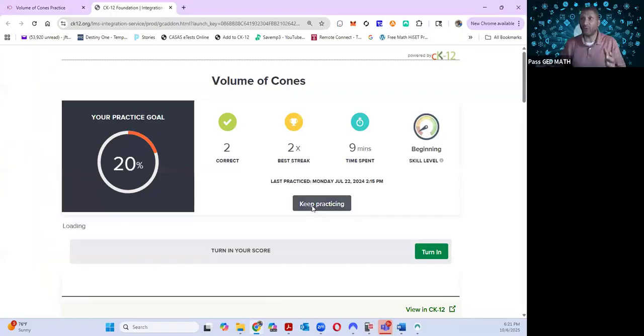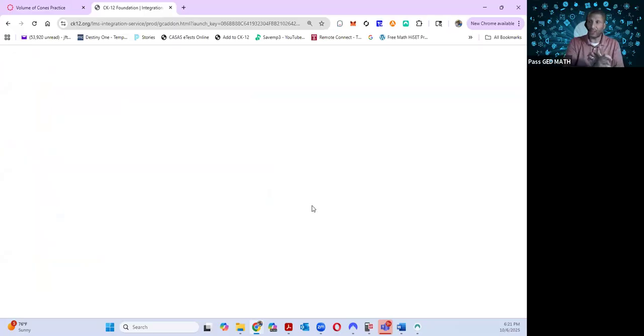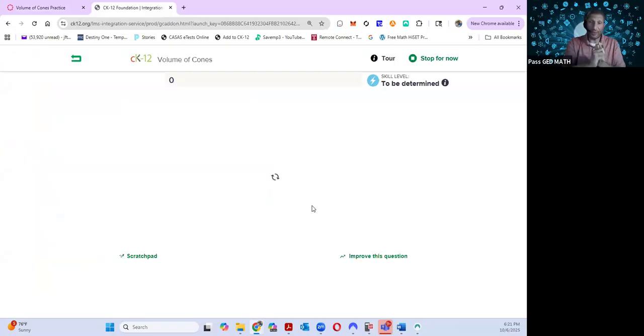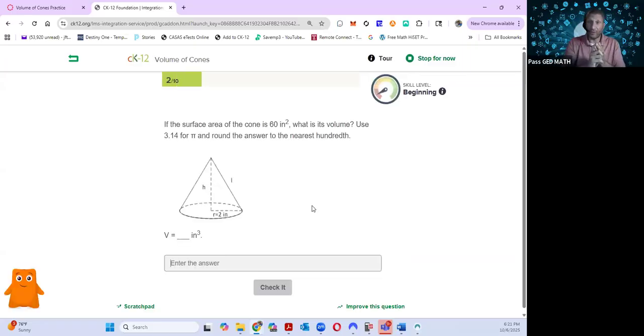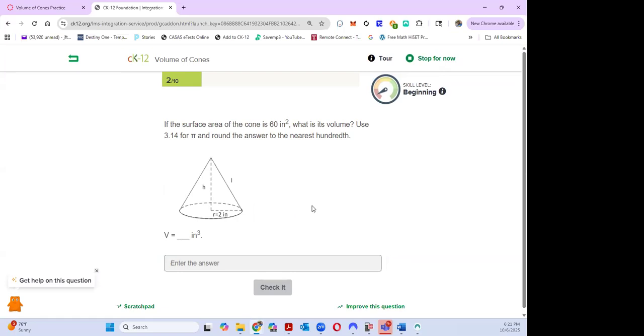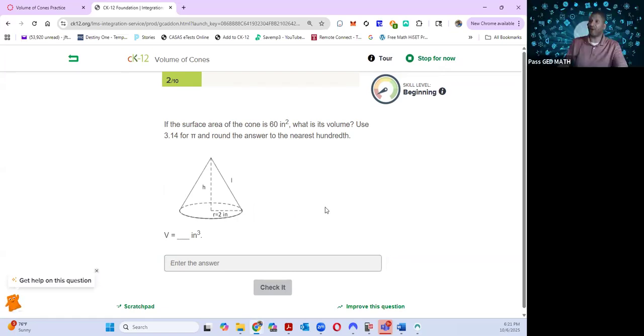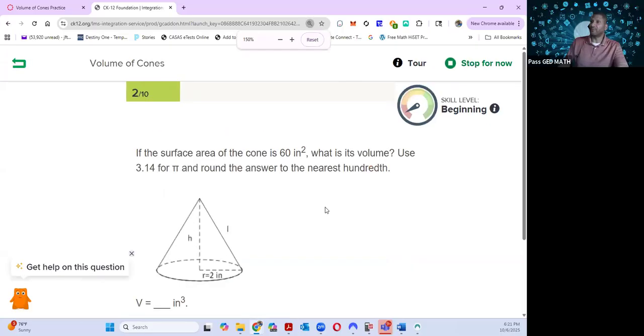All right, let's try one. So first of all, volume of a cone. The first thing you need to be able to do is identify shapes. They might have volume of a rectangular prism. They may have volume of a cube, a pyramid, a sphere, or a cone. You need to make sure you can identify what shape is what.